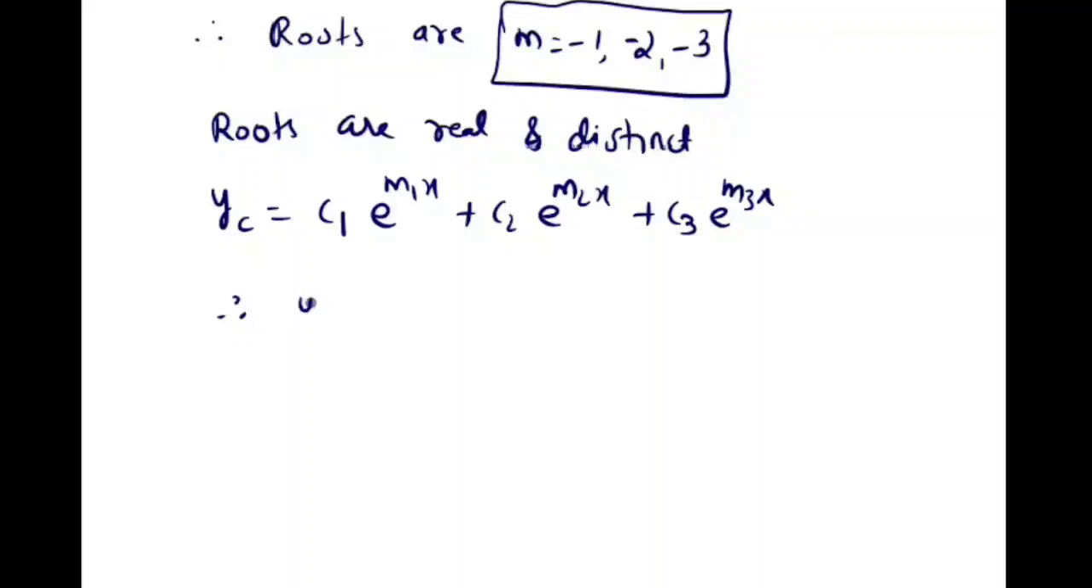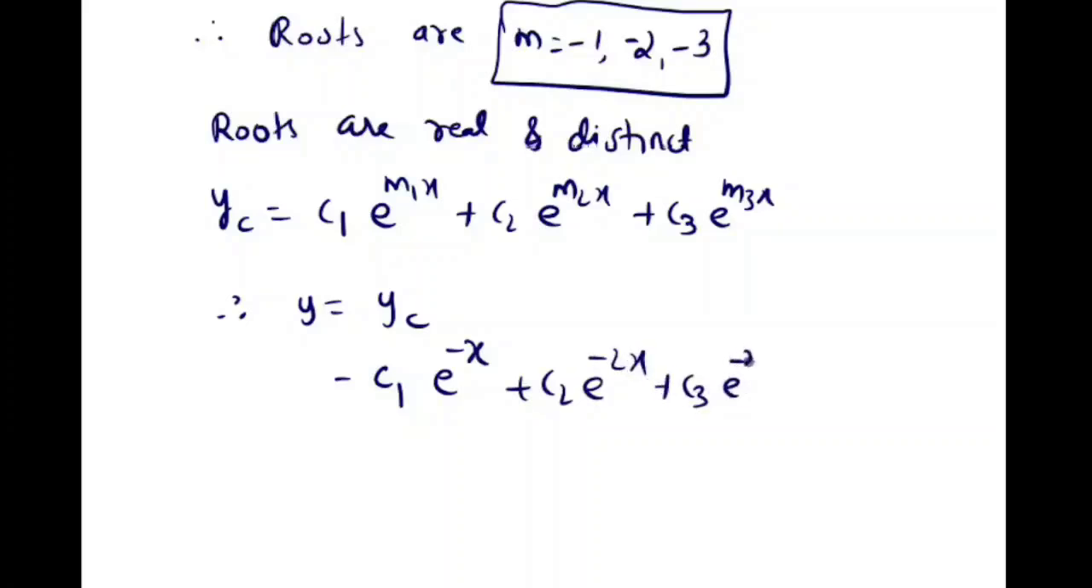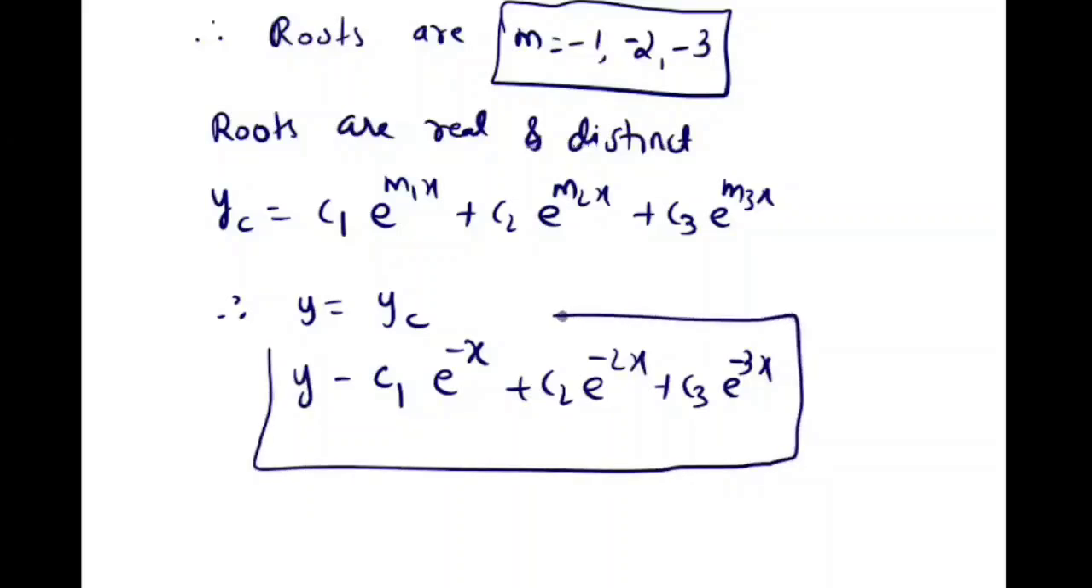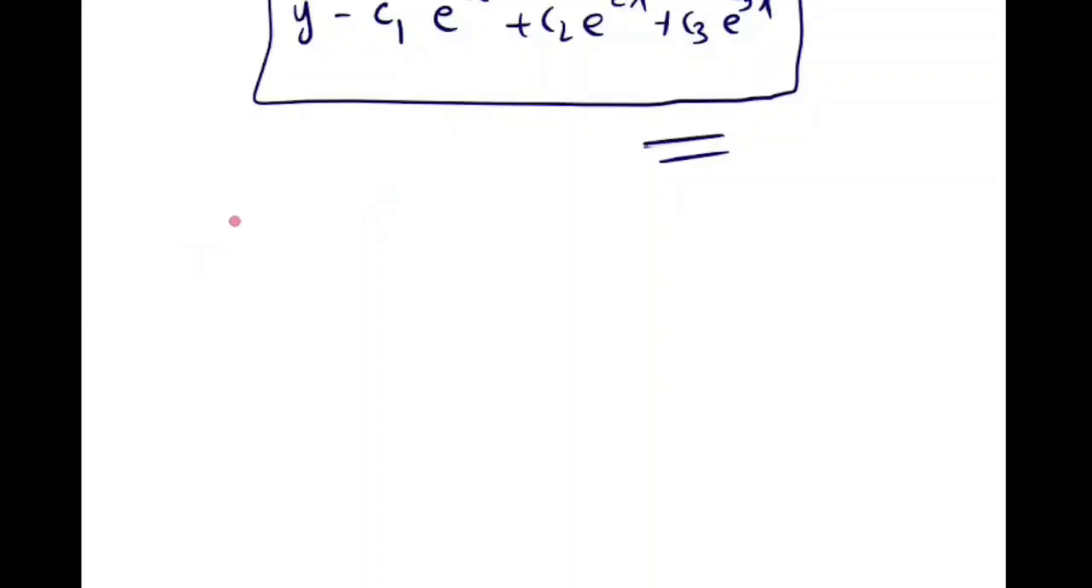Now, therefore, y is equals to yc. So the yc will be what? Just substitute the value: c1 e raised to m1 is minus 1, so it is minus 1x, plus c2 as it is minus 2x, plus c3 as it is, m3 is minus 3 and x as it is. So this is your complete solution as well as yc value. Did you get this, my dear students? Okay, are you following the same? Yes. Okay, we'll solve one more last example on this. One more last example. Okay, because this is also very important, my dear students.